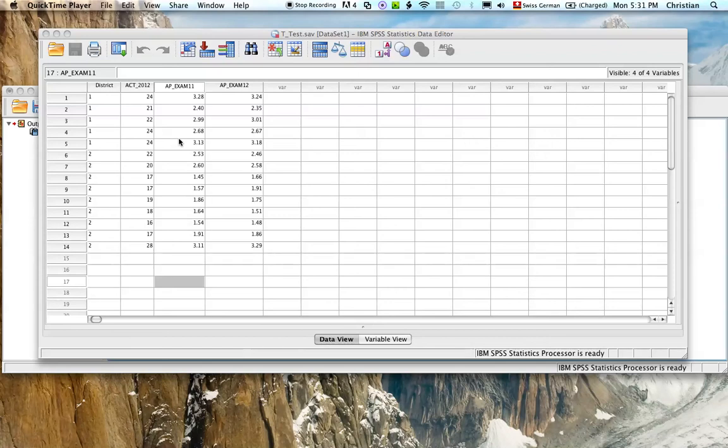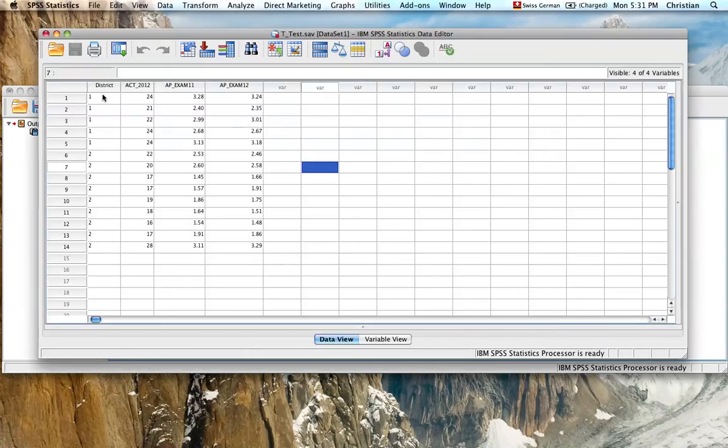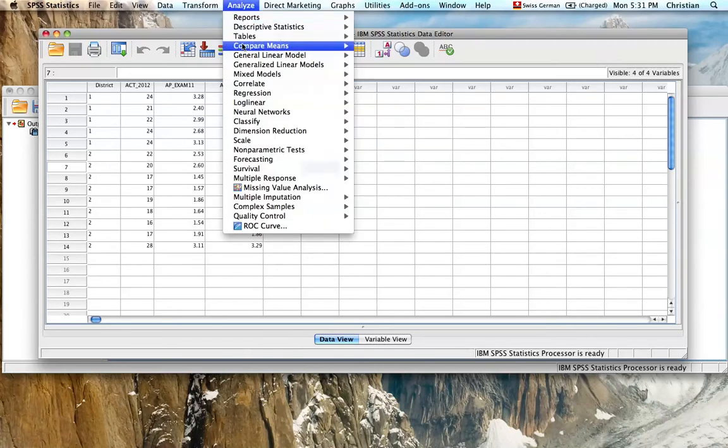Okay, the question we have is, do the two school districts 1 and 2 differ in their AP exam scores in 2011 and in their AP exam scores in 2012? Since the school districts consist of independent samples, we can run an independent samples t-test. So we go into the function Analyze, Compare Means, Independent Samples T-Test.